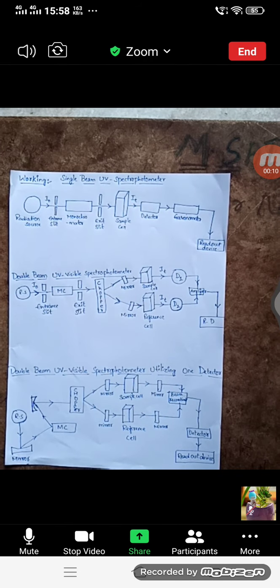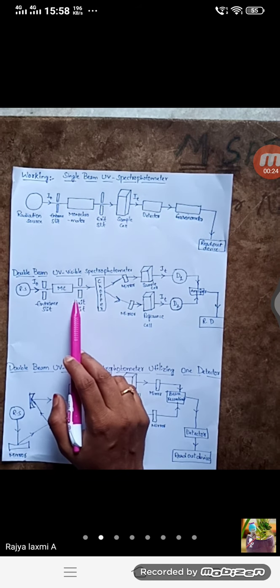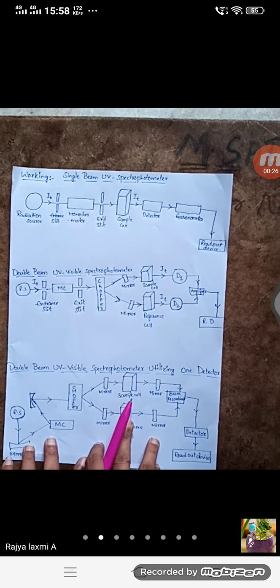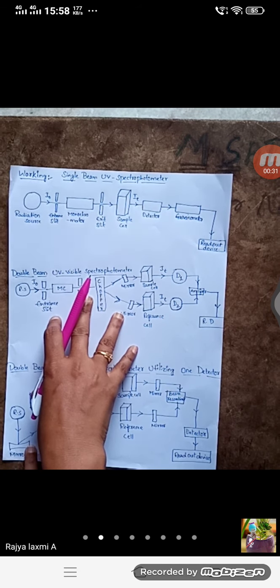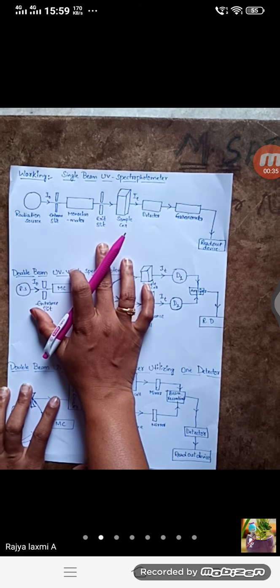Okay, so now working. In working, first of all, we have two types of UV spectrophotometer: the single beam UV spectrophotometer and the double beam UV visible spectrophotometer. Now we discuss the single beam UV spectrophotometer. This is the schematic diagram of a single beam UV spectrophotometer.